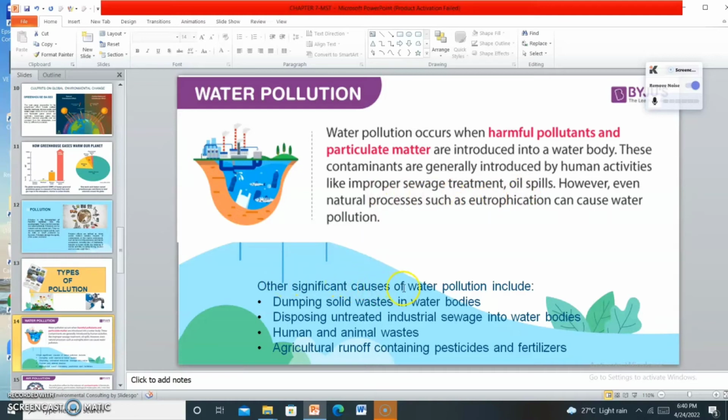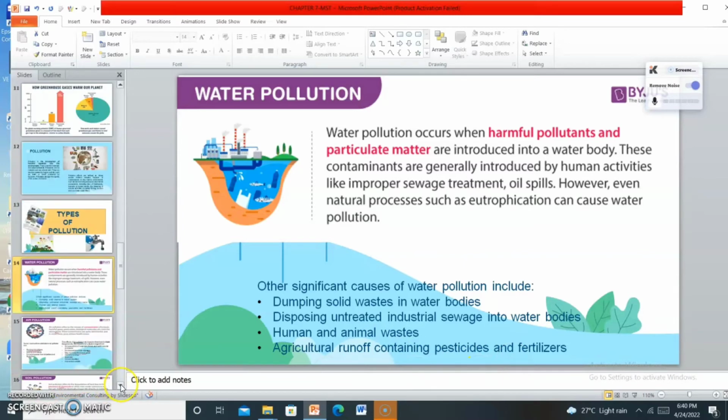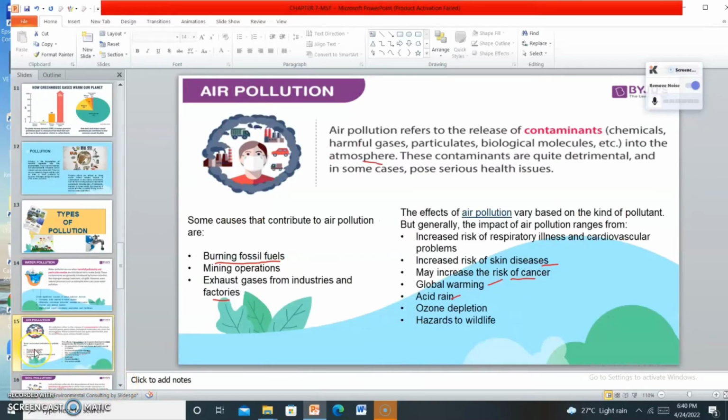Other significant causes of water pollution include the following. First is dumping solid waste in water bodies. Next is disposing untreated industrial sewage into water bodies, human and animal waste, and agricultural runoff containing pesticide and fertilizer.